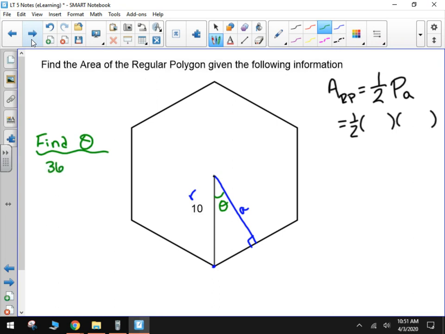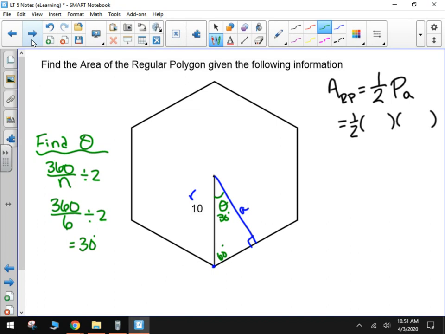All right, and again, to find theta, it's 360 over the number of sides divided by 2. So 360 divided by 1, 2, 3, 4, 5, 6 sides, and divide by 2. What happens is I get 30 degrees. So this is 30 degrees, and that's 90. So this has to be 60. I have a 30, 60, 90.